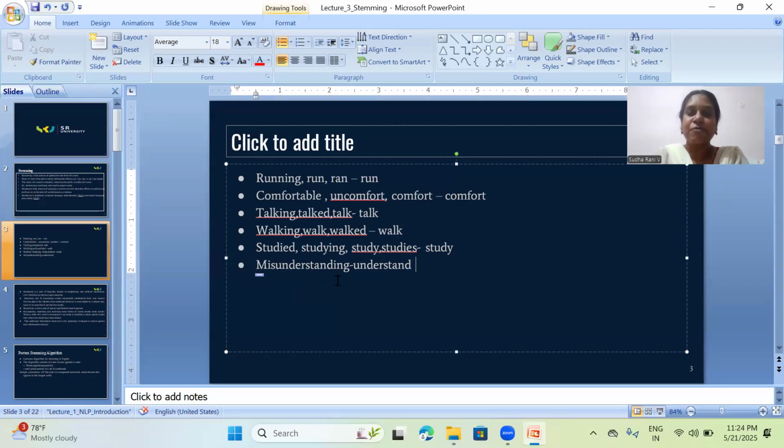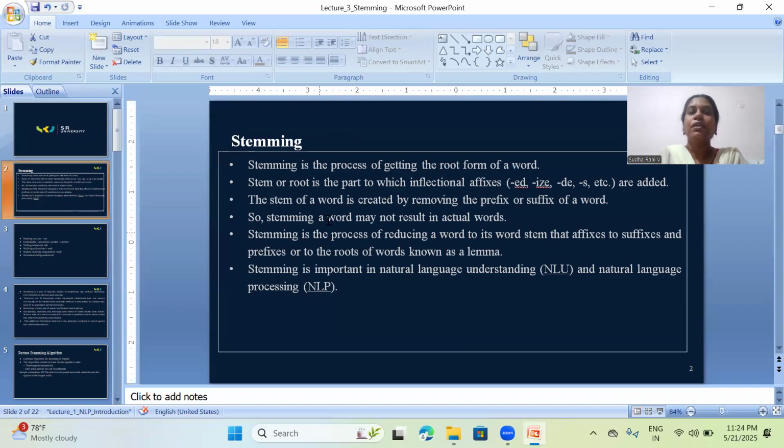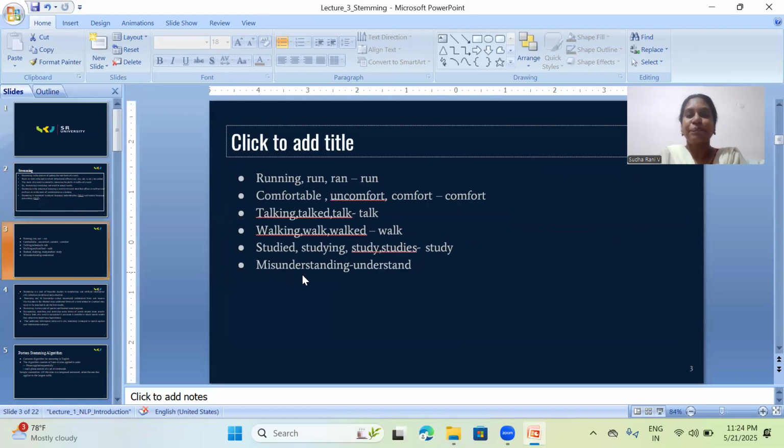If you see this stem word, here we have both a prefix and a suffix. The suffix is ing, and the prefix is mis. So the stem of a word is created by removing the prefix or suffix of a word. For this stem word, we have to remove both the prefix as well as the suffix to generate the root word.